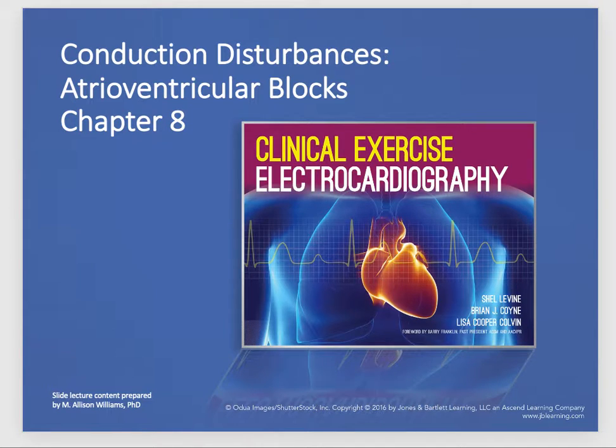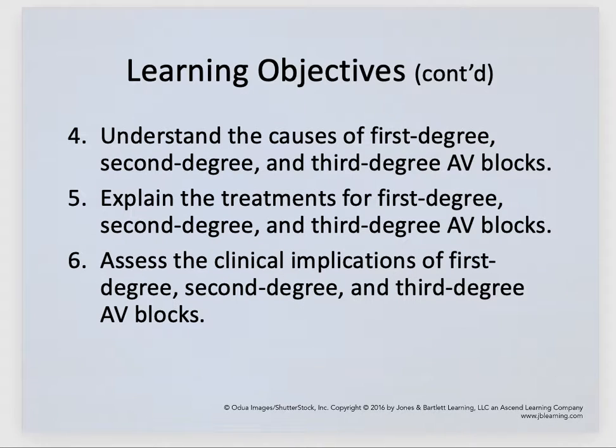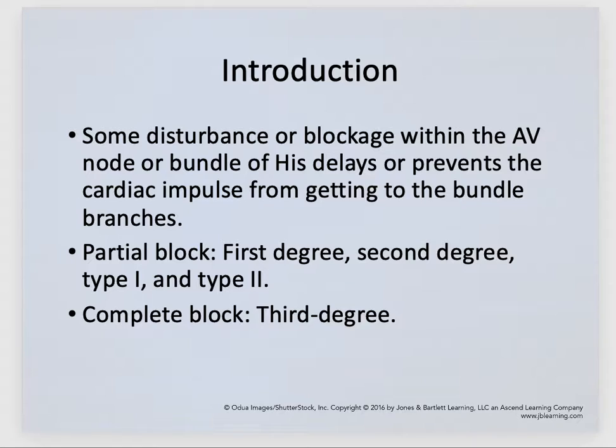So let's take a look at some of our learning objectives. In this lecture, we are going to look at what in the heck is a block, right? We can classify them as first degree, second degree, or third degree. We're going to be taking a look at the EKG on all three of these types. I want you to be able to differentiate between the three types of AV blocks. We want to know a little bit about what causes them, explain the different treatments, and then what the clinical implications are for having one of these three blocks.